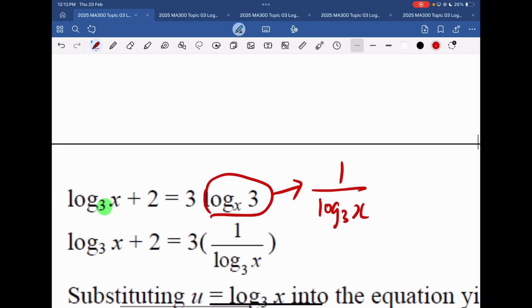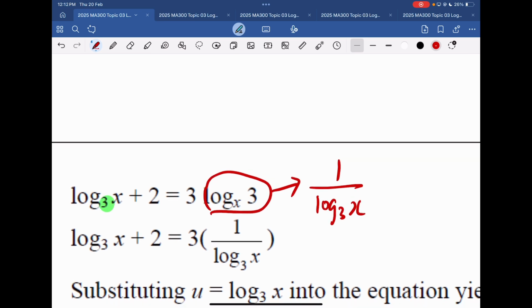What law did I use here? I want to ask Salihan, what law did I use here? Change of base. Okay, so the law can be found in the notes under change of base. Log a b is 1 over log b a.